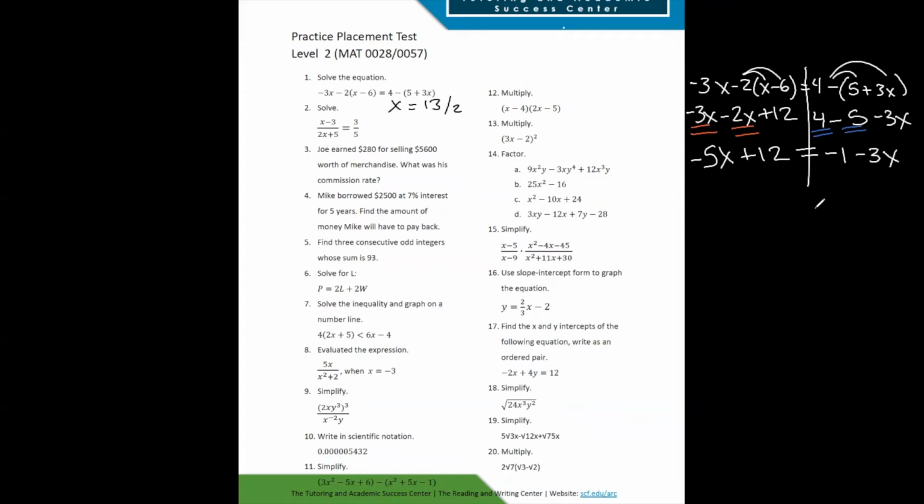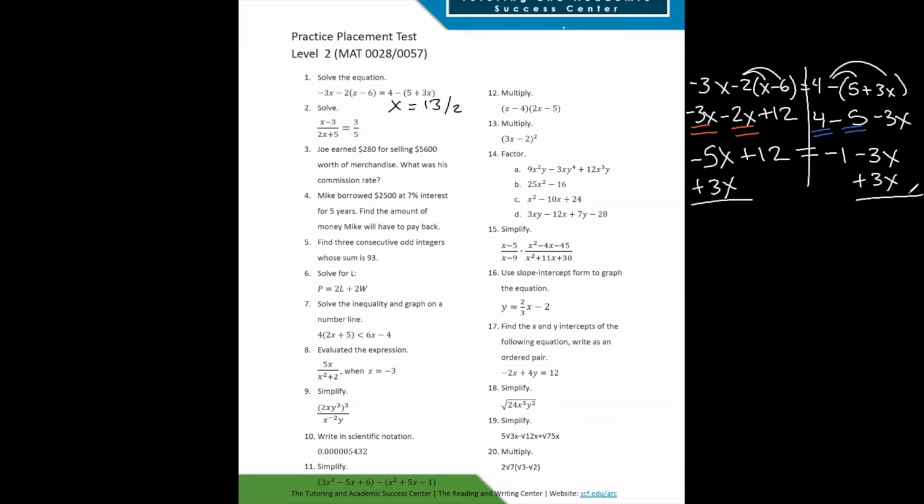At this point, I'm going to be using inverse operations to bring my x values to one side and my numbers to the other. It doesn't matter which side you bring the x values to, as long as the x's are on one side and the numbers are on the other. So I'm going to start by adding 3x to both sides.